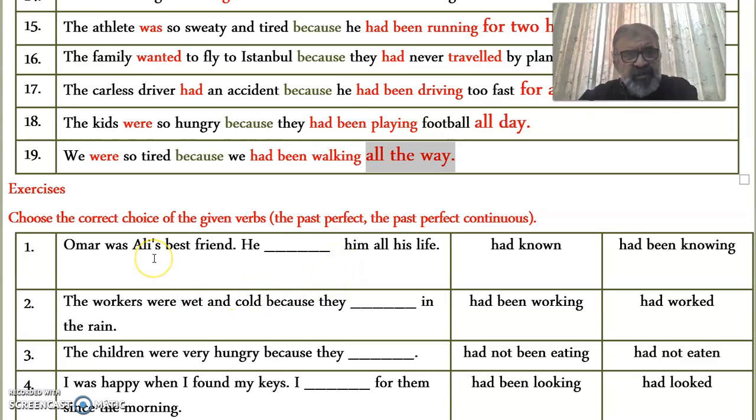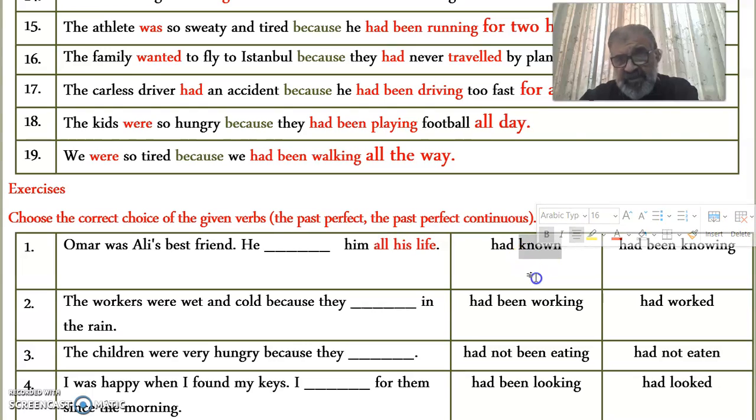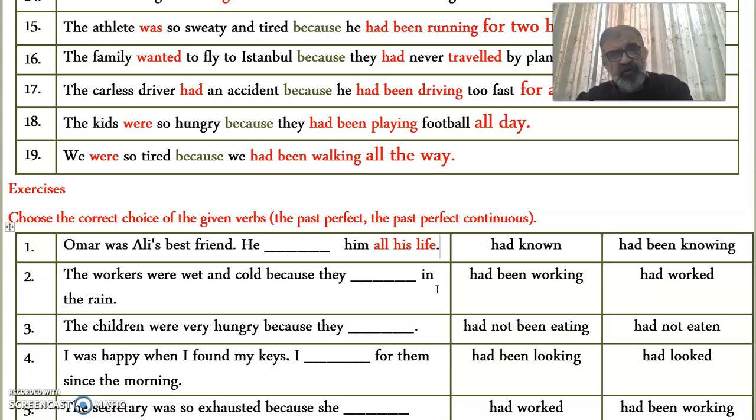Omar was Ali's best friend. He had known him all his life. Now, as for the verb know, you cannot add ing. It's a non-continuous verb. We're going to talk about these in a coming tutorial. Okay? So now, again, we can't use had been knowing. The workers were wet and cold because they had worked in the rain, no duration, had worked.